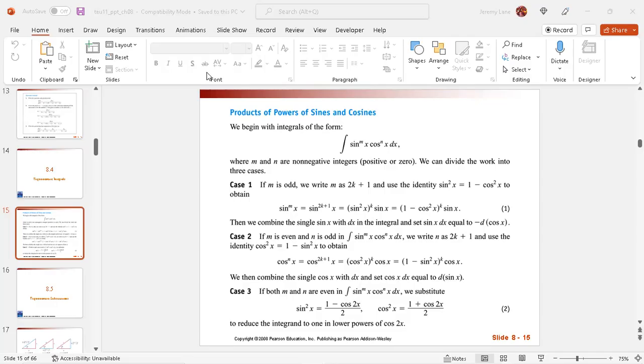Now, if both m and n are even, then we're going to use a version of the half angle formulas, where we substitute sine squared x equal to 1 minus cosine 2x over 2, or cosine squared x equal to 1 plus cosine 2x over 2. This will reduce the integrand to one with lower powers of cosine of 2x. So these are the basic techniques, and we're going to see each of these in action with some examples. So let's see if we can do that.